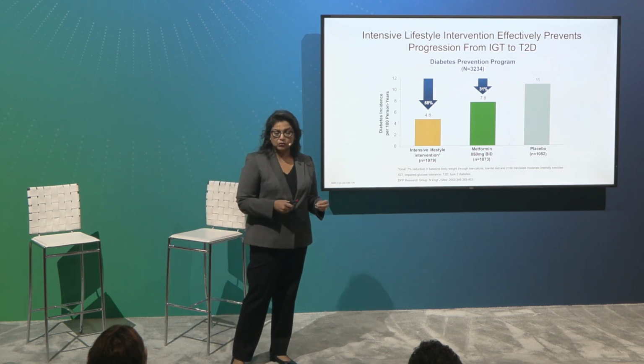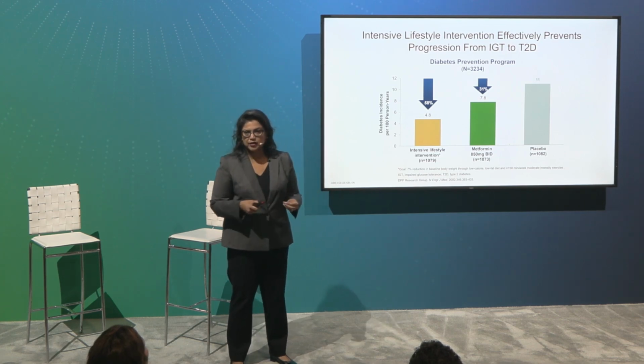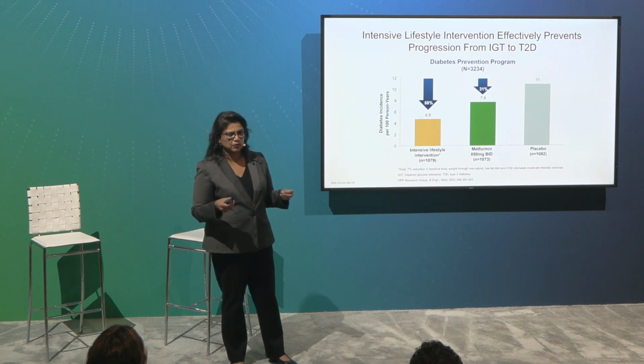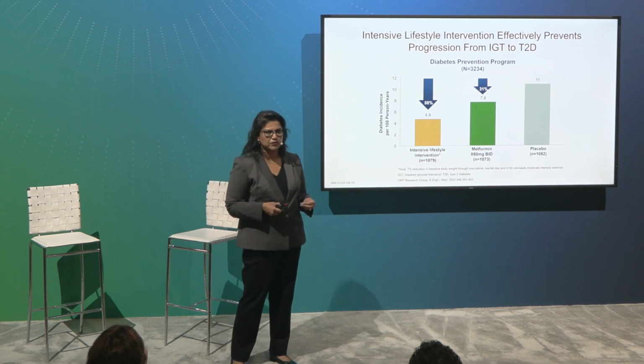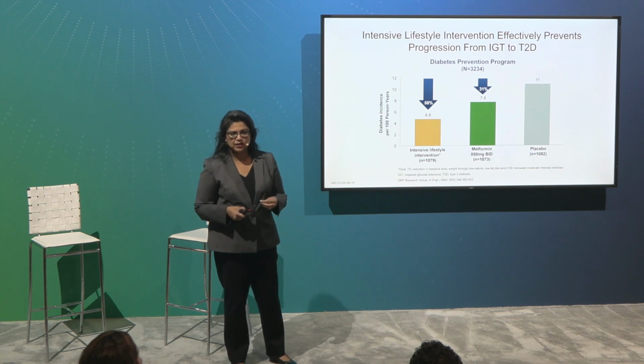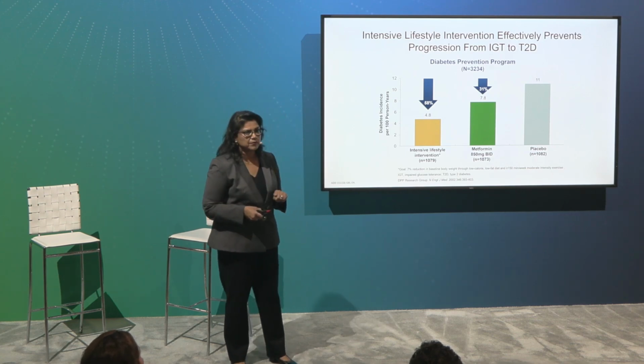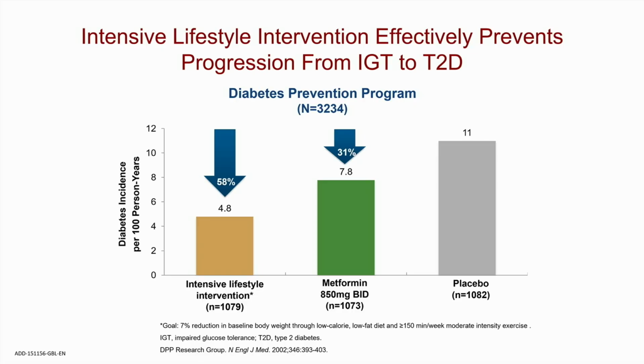Because we know that if we implement lifestyle interventions in our patients with prediabetes or impaired glucose tolerance, those high-risk individuals, we can really delay their onset of type 2 diabetes. And I'm just showing this slide from the Diabetes Prevention Program. So many of you may have heard of this study.